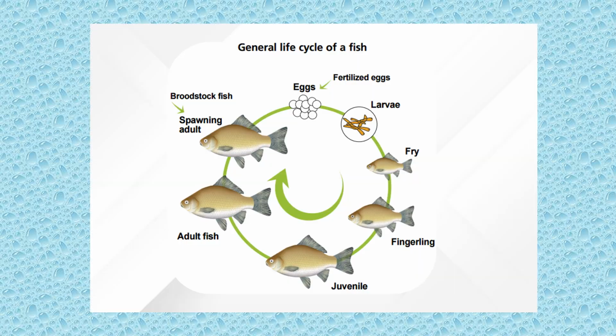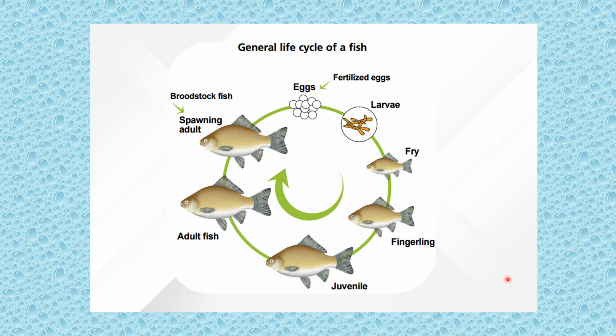Now in this part, kids, I'm going to talk about the general life cycle of a fish. The first stage is eggs. Eggs are the first stage of all animals, even humans. These are fertilized eggs. I told you what fertilization means: an egg and sperm come together. The next part is larva, that is like a worm. Next is fry. The next stage is fingerling.